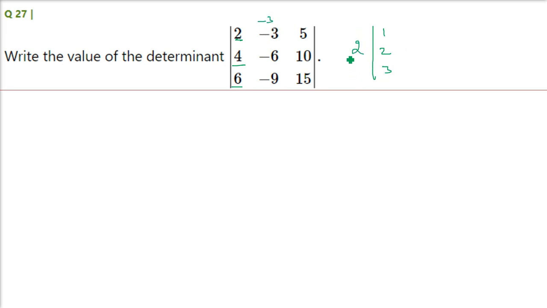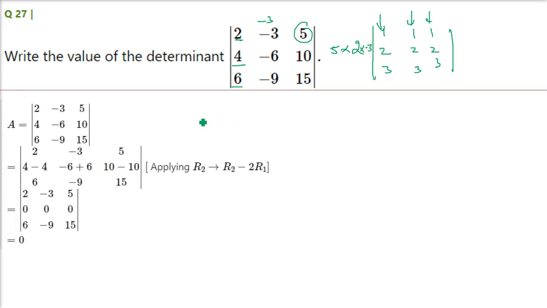Minus 3, can I take minus 3 outside? Yes, minus 3 I can take outside. What will be remaining? Minus 3 gives 1, minus 6 will be 2 and minus 9 will be 3. 5, 10, 15. Can I take 5 outside? Yes, 1, 2, 3 will remain. So if 2 rows or 2 columns are same, the determinant will be 0. Here you see all the 3 columns are equal, that means 0, right?